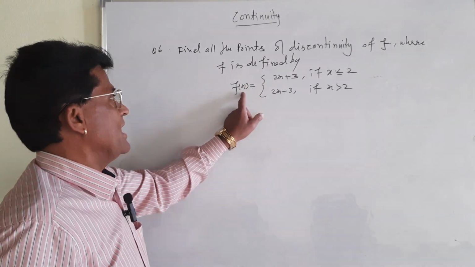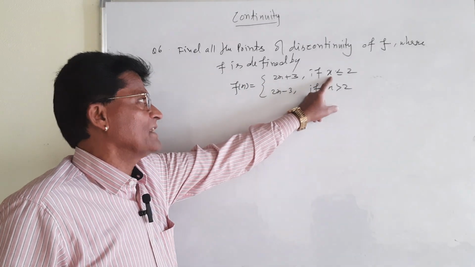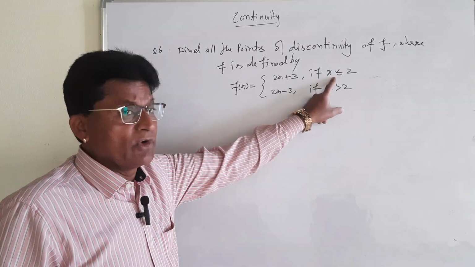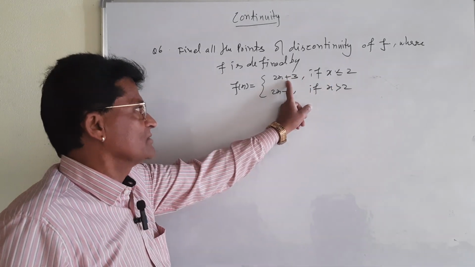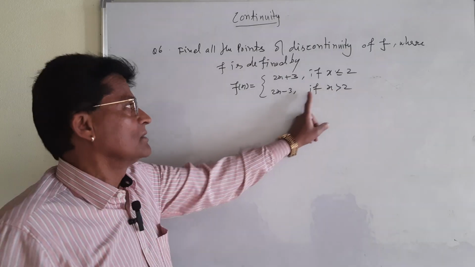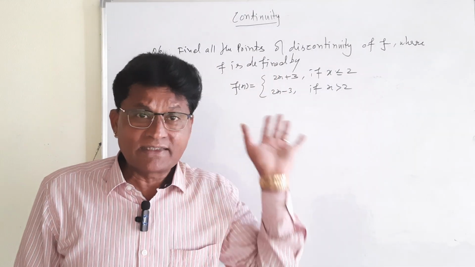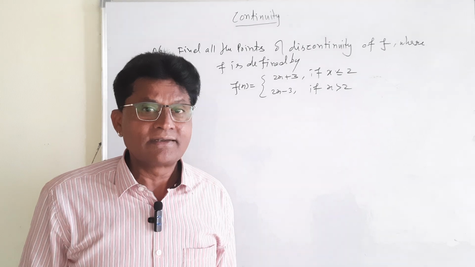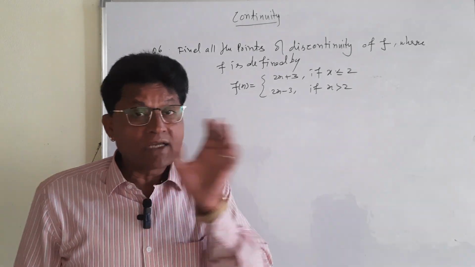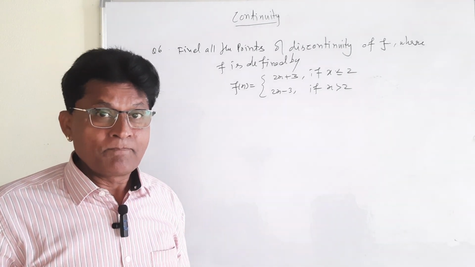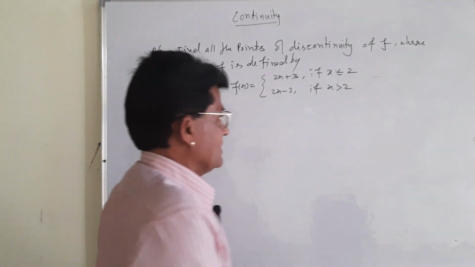See the function f(x). If x is less than or equal to 2, the function will be this one. If x is greater than 2, the function will be this one. And these are polynomials. These polynomials are continuous. Definitely it will be continuous. I told you already.